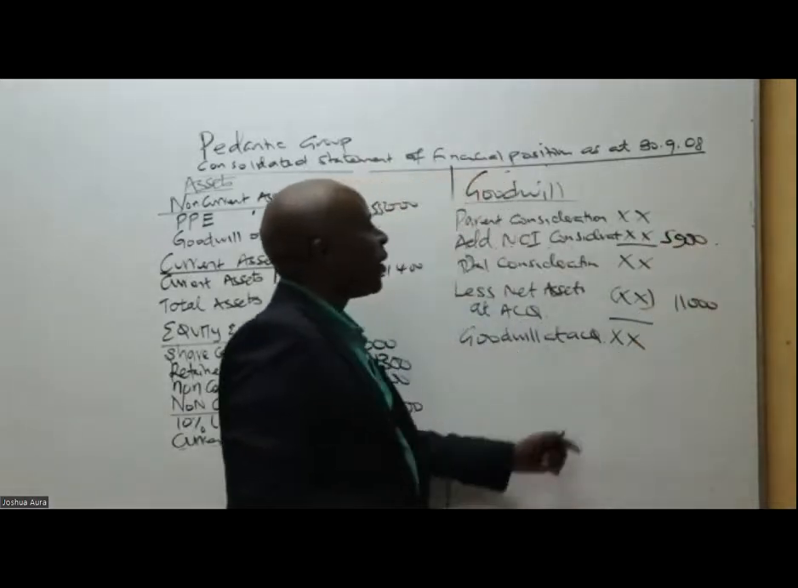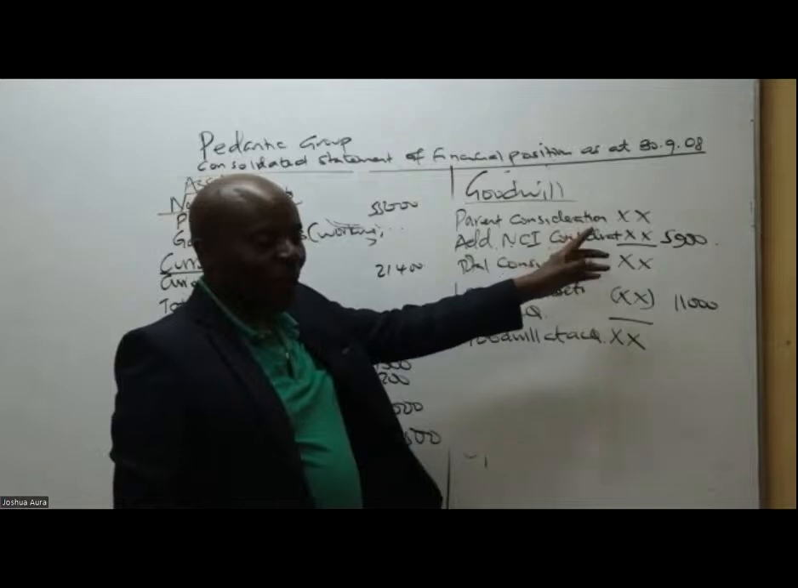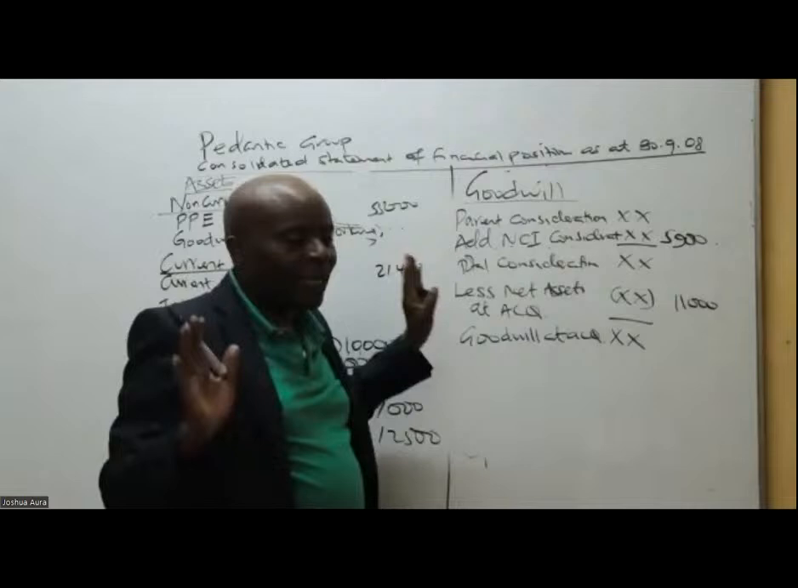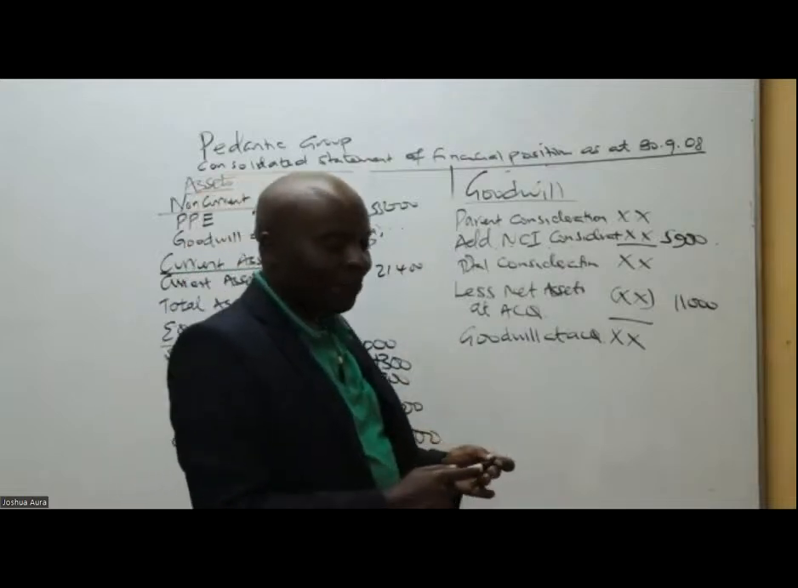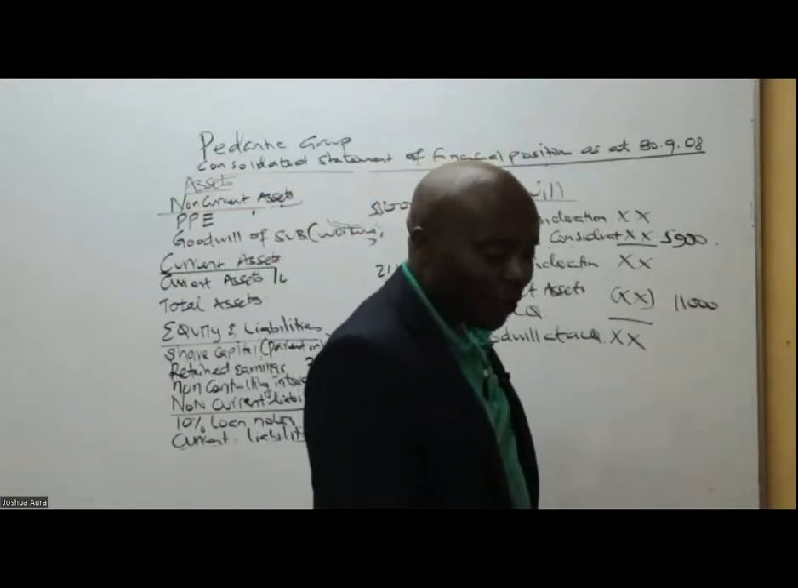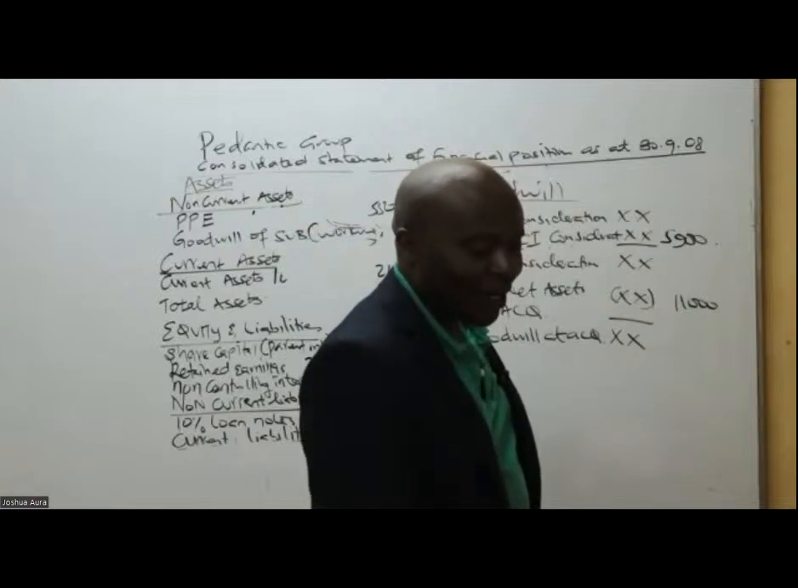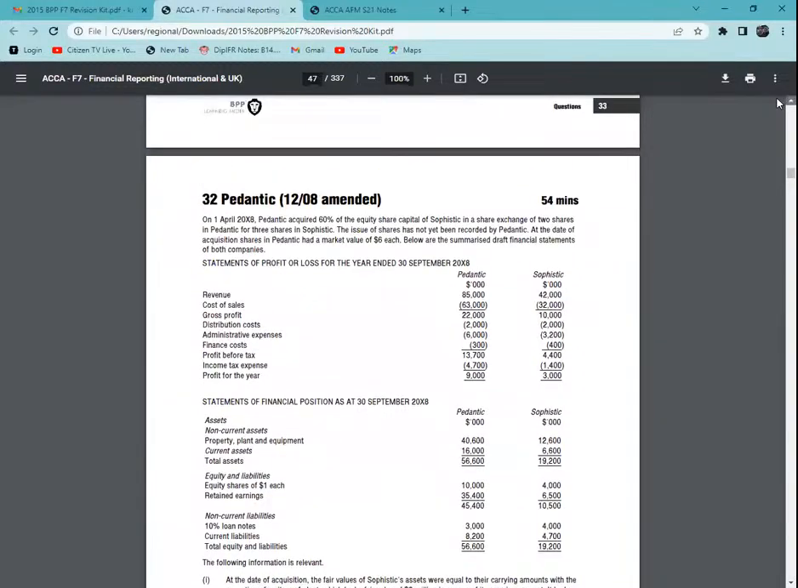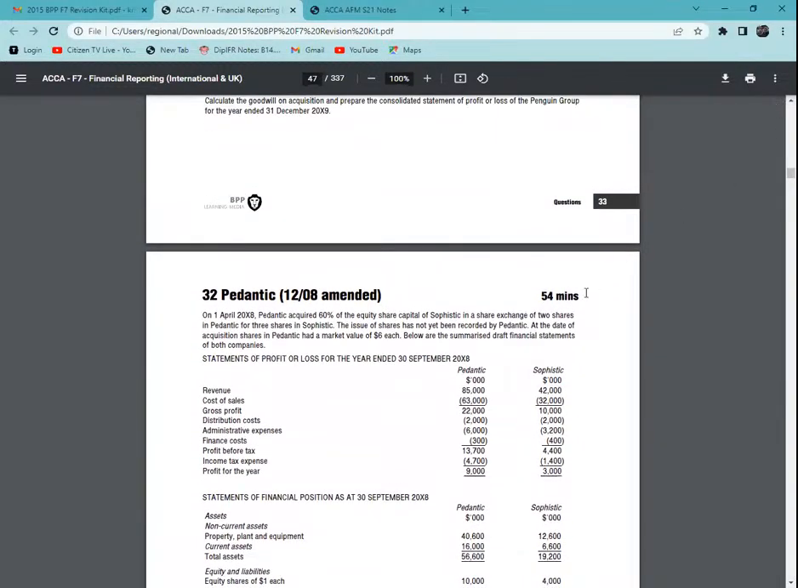So I'm only looking for one parameter, which is the parent's consideration. How much did the parent pay for the 60% shares? No worries. Look at these. We are told here above there is the parent's consideration. Sometimes they give money, sometimes you give your shares. We are told that on 1st April 2018, Pedantic acquired 60% of the equity share capital of Sophistic in a share exchange of 2 shares in Pedantic for 3 shares in Sophistic.